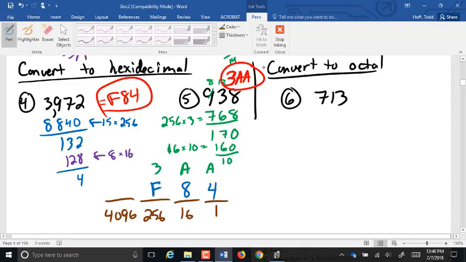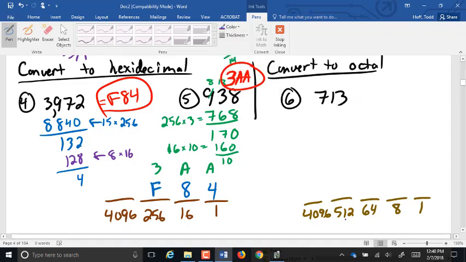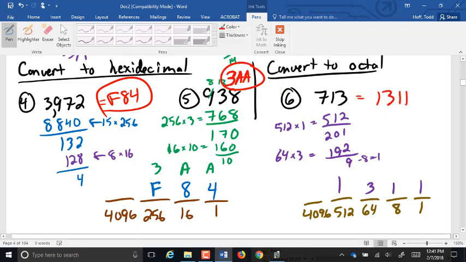Okay, then. Octal. We start out with 1s, 8s, 64, 256, no, not 256, 512, and 4096. So obviously we don't need any of those bigger ones. 512 goes into that once. 201 left over, so put 1 in the 512 place. 64 goes into the remaining 201 3 times. 64 times 3 is 192. So that's a 3 there. We subtract, we've got 9 left, right? So we can get 8 out of there once. Subtract 8, we've got 1 left. So 713 is 1311 in octal.